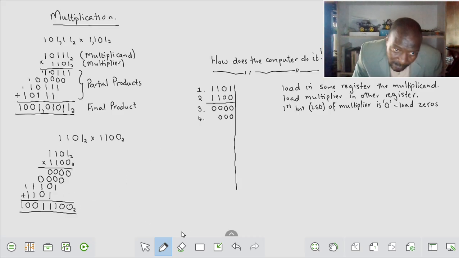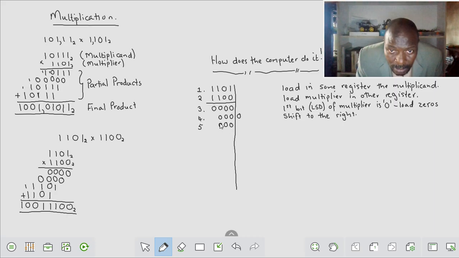We want to shift this number this way, so we shift this one space to the right. We're only shifting one space at a time, so shift to the right. All right, so once we've done that, step 5, we look at the second bit. The second bit is zero. What do you do? You load.